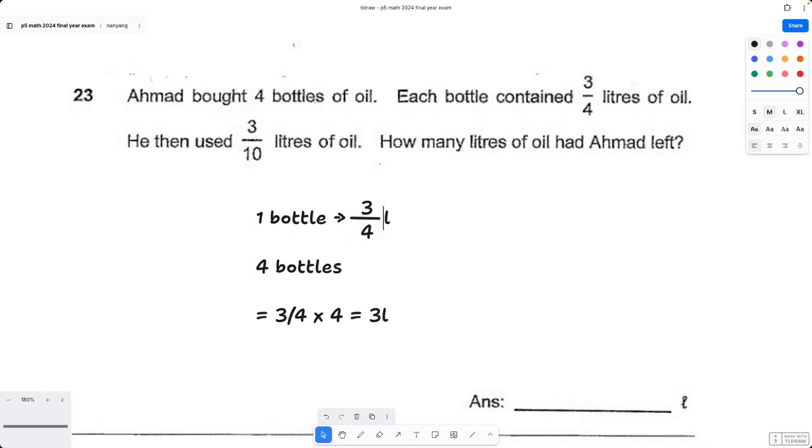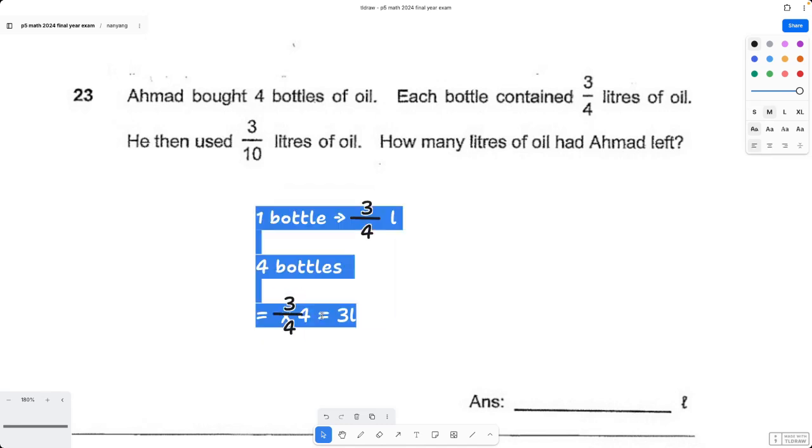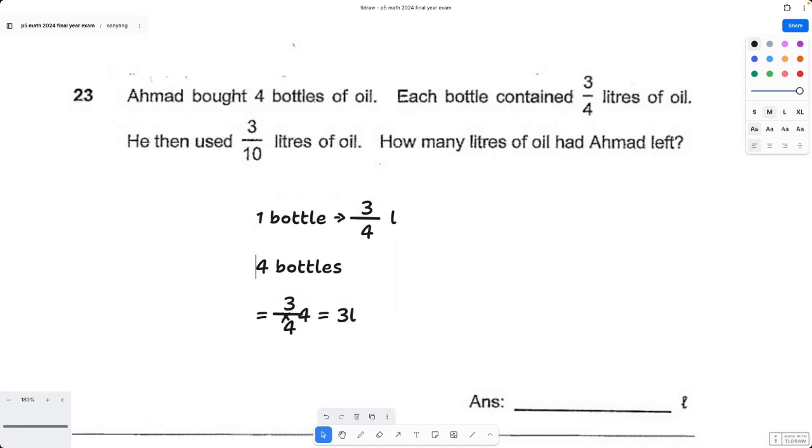All right. So in this case, 3 out of 4 liters. Now I'm going to copy this and paste it like this. Okay. So 3 out of 4 liters. And then we will just multiply by 4. And this will then cancel and cancel. This will give us 3 liters.